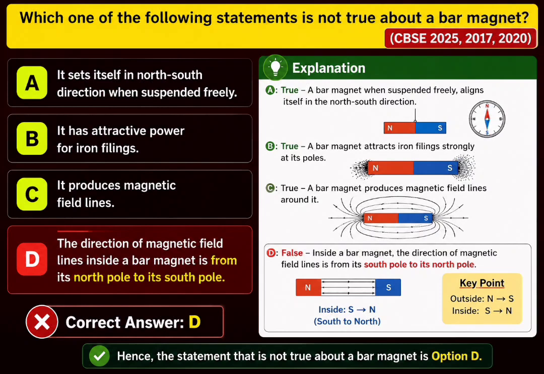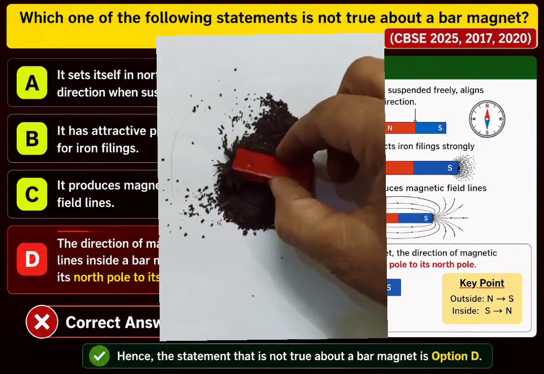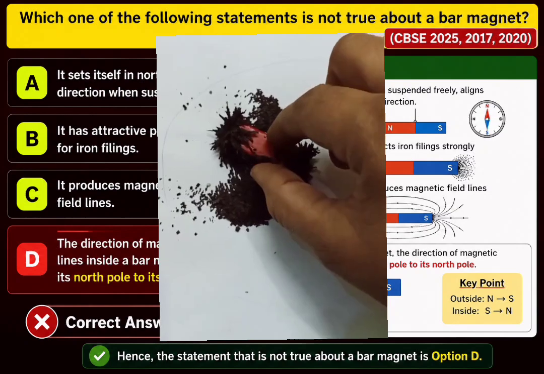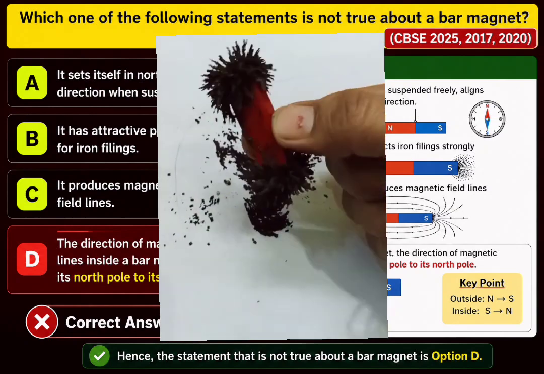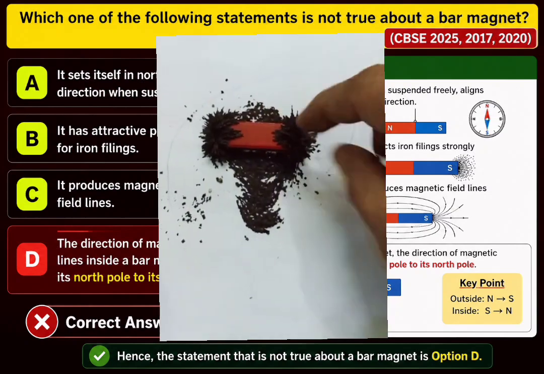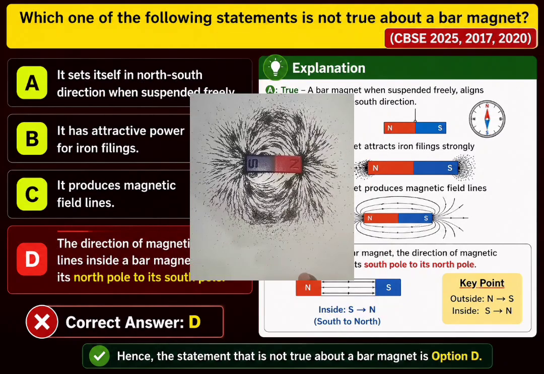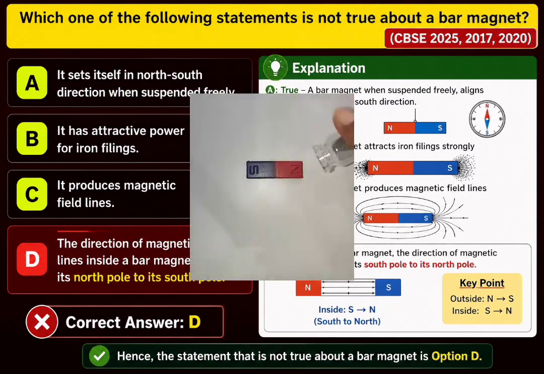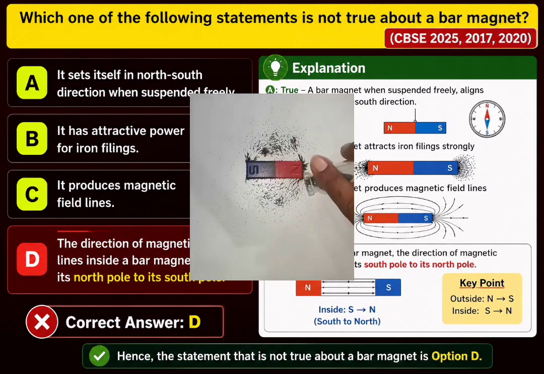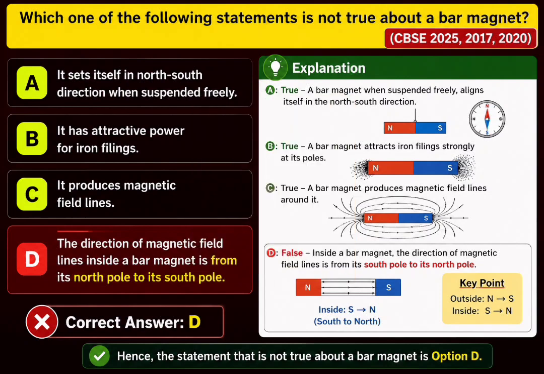Option B says, a bar magnet has attractive power for iron filings. This is also true because a magnet attracts magnetic material like iron, especially near its poles. Option C says, a bar magnet produces magnetic field lines. This is true because every magnet creates a magnetic field around it.